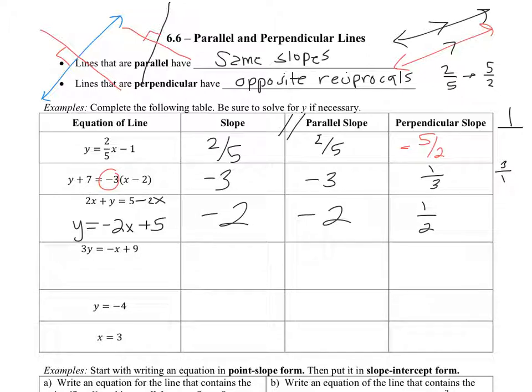Next one, I need to solve for y, because I want to put it in slope-intercept form. So when you solve for y, you need to divide each term by 3. So this is going to be -1/3 x plus 3. So the slope is -1/3. The slope parallel is -1/3. And the slope that's perpendicular is 3.